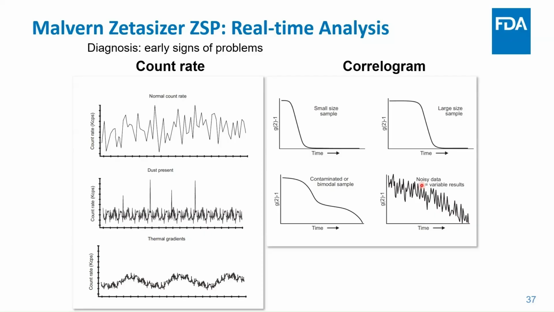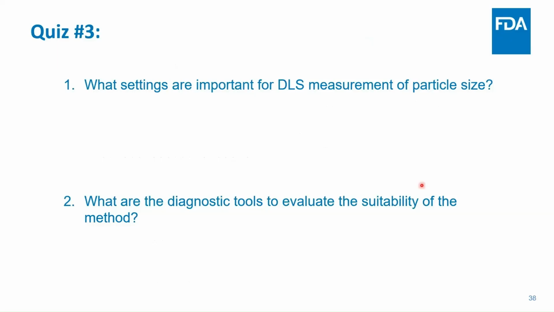So let's go to a quick quiz. What settings are important for DLS measurement of particle size? So this could be anything that we've talked about so far. So you can just, you know, spit a few things in the chat. Could be a physical property, could be an operational property.